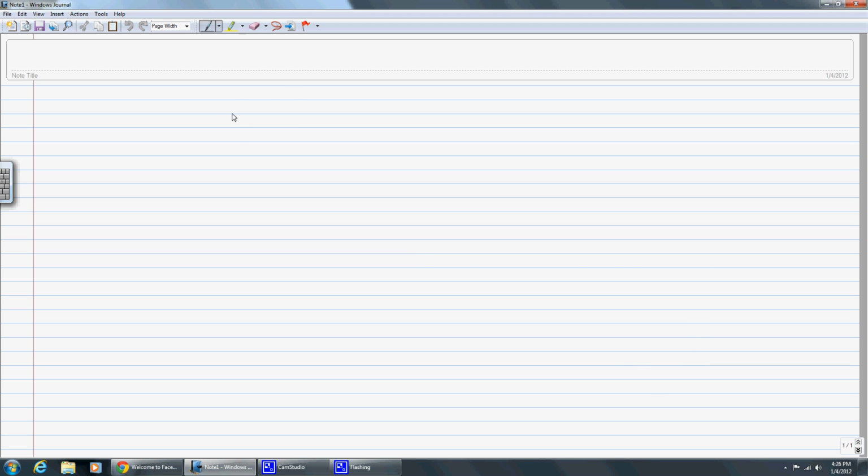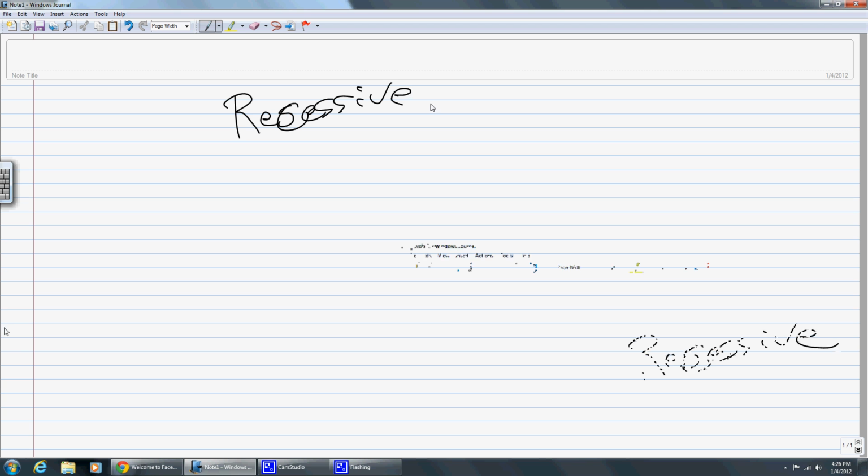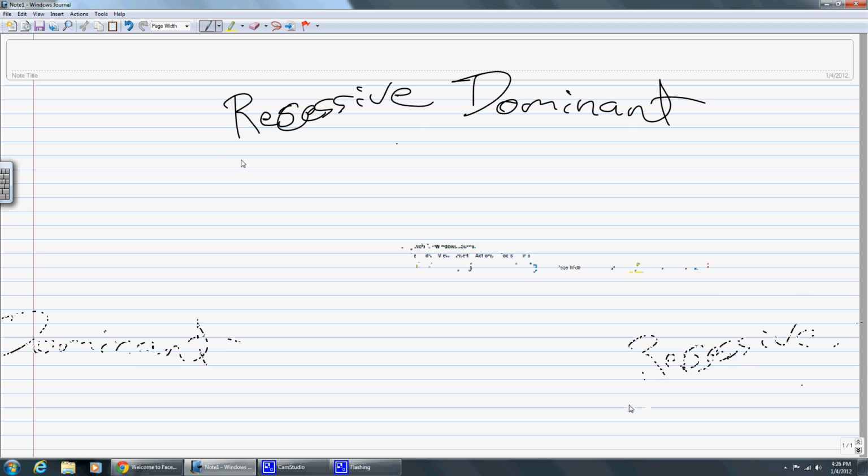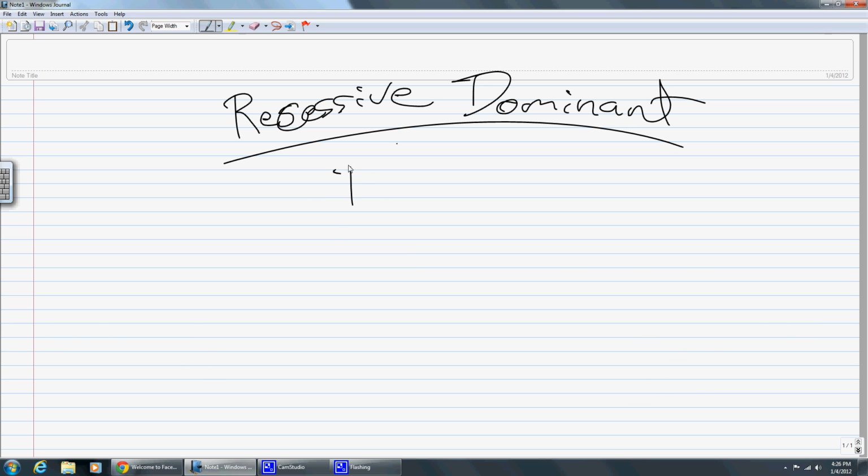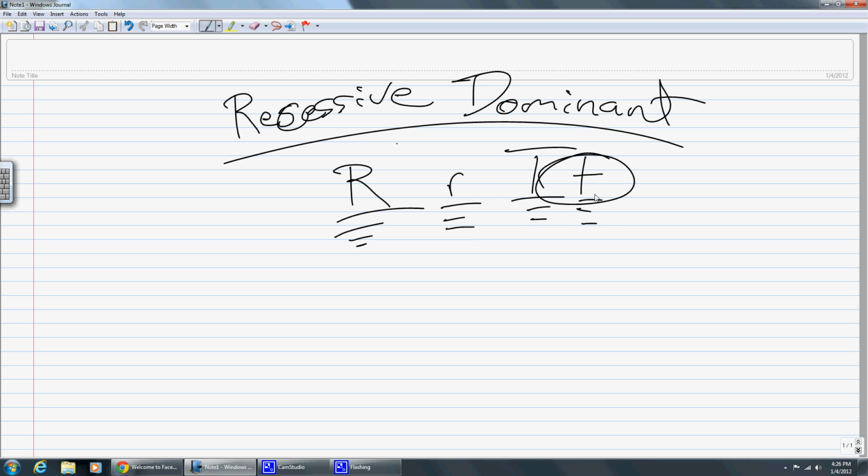So the first kind of Punnett square we're going to do is the recessive dominant one. And the recessive dominant one, remember, has the dominant allele and it also has the recessive allele. Again, it can be any type of letter, but you always want to keep the letters the same, and just lowercase indicates recessive, uppercase indicates dominant.